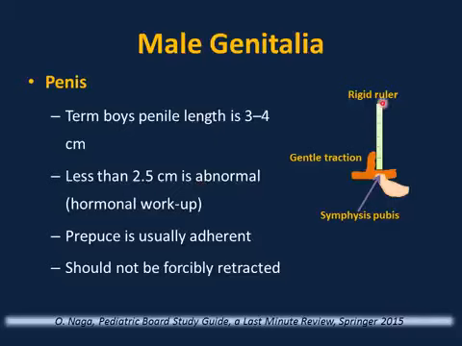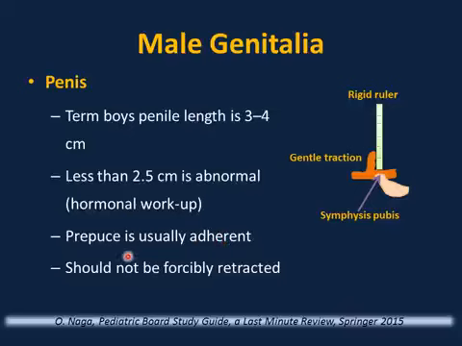The way to measure it is to use a rigid ruler applied against the symphysis pubis upright. Then gently stretch the penis upward till the point of increasing resistance. In this way, you will be able to have the true length of the penile shaft. If it's less than 2.5 centimeters, hormonal workup is indicated and referral to pediatric endocrinologist.